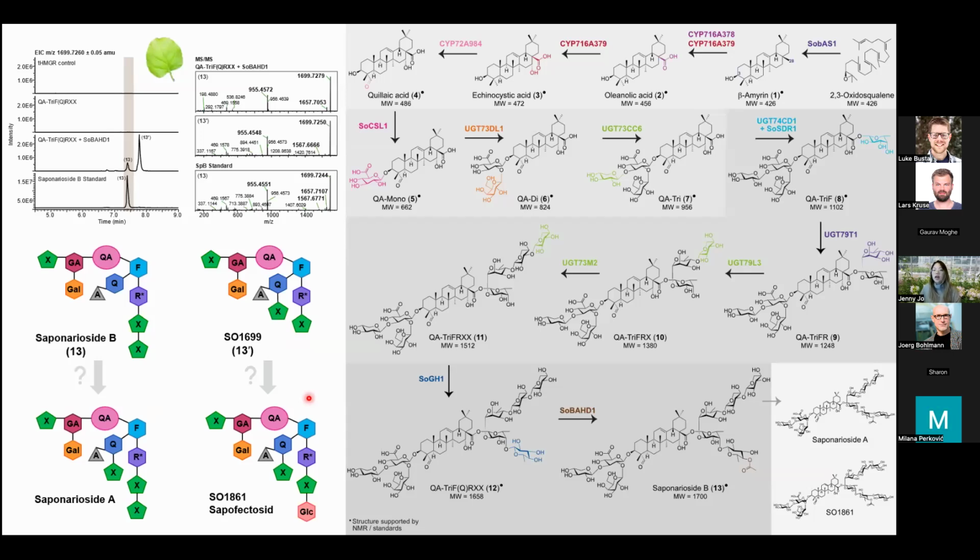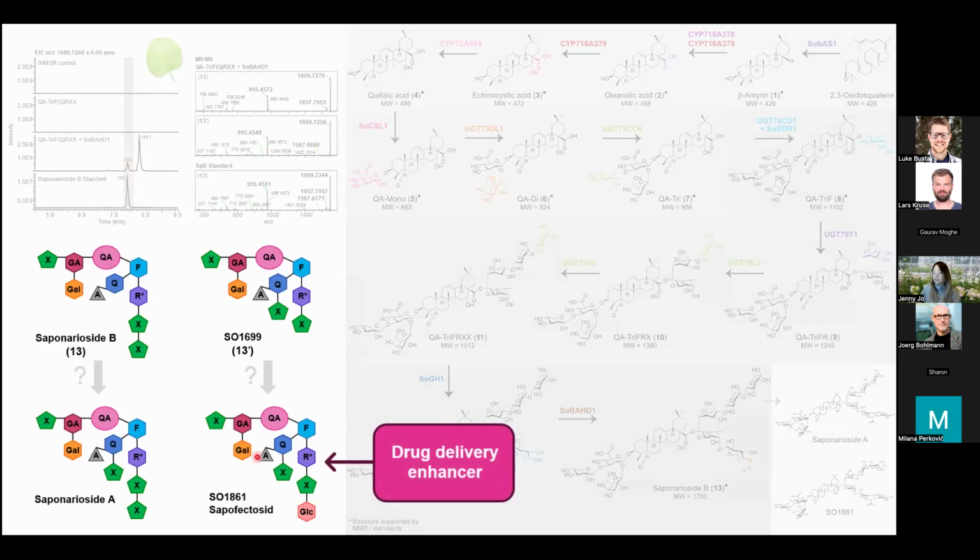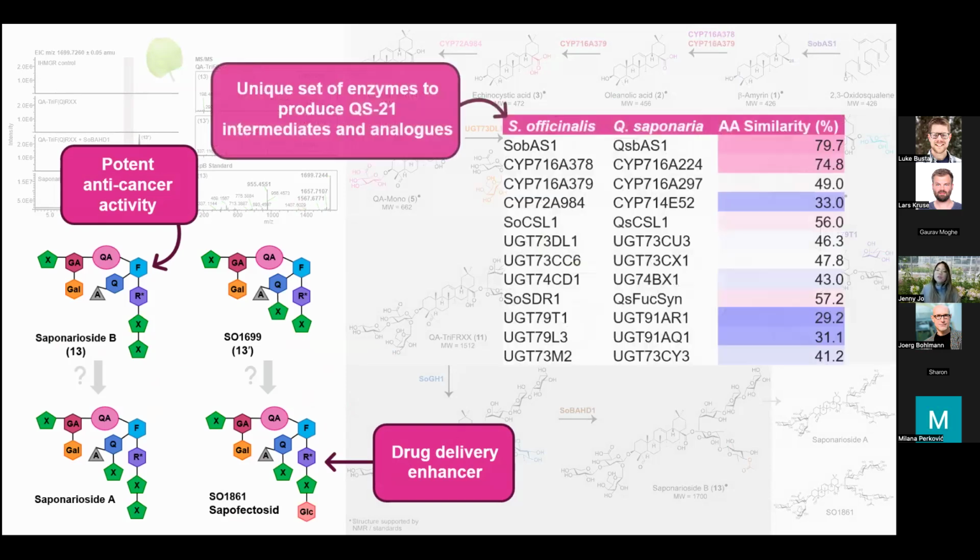cancer, and such. So with the complete elucidation and the reconstitution of saponin B biosynthesis, we now unlock new avenues for accessing and engineering valuable saponins, such as, as I mentioned, SO1861, which is a drug delivery enhancer, and saponin B, which we have shown has potent anti-cancer activity. And of course, we also present a unique set of enzymes to produce QS21 and its analogs. The enzymes of saponin biosynthesis and QS21 biosynthesis with the corresponding enzyme activity share quite low amino acid similarity, except for the very first two steps.